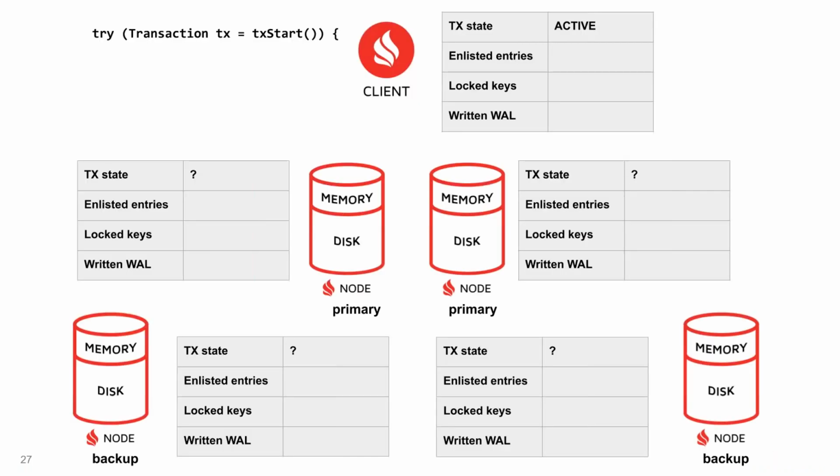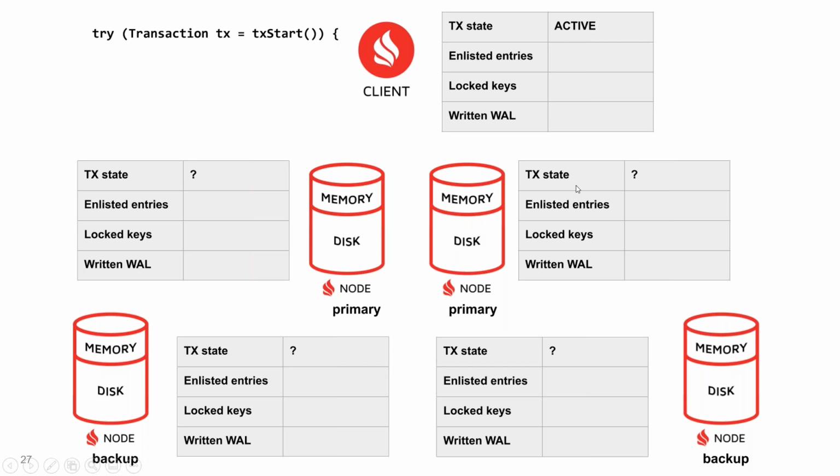So here's the example. What happens here is that we have 4 server nodes. There are 2 primary nodes that will actually keep the primary versions of the keys that will be affected in the transaction. There are backup nodes, every one of which maps to the corresponding primary. And there's a client node, which joins the cluster and wants to update some data inside the transaction. Next to each node, there's a table. There are 4 entries in this table. The first one is transaction state. This one is enlisted entries.